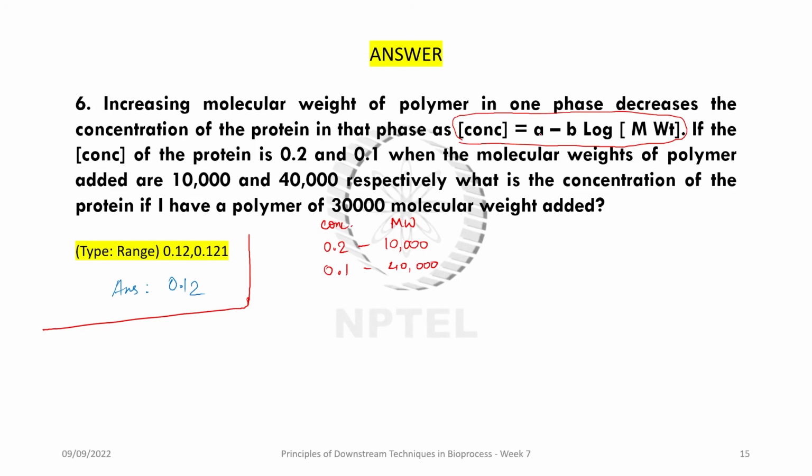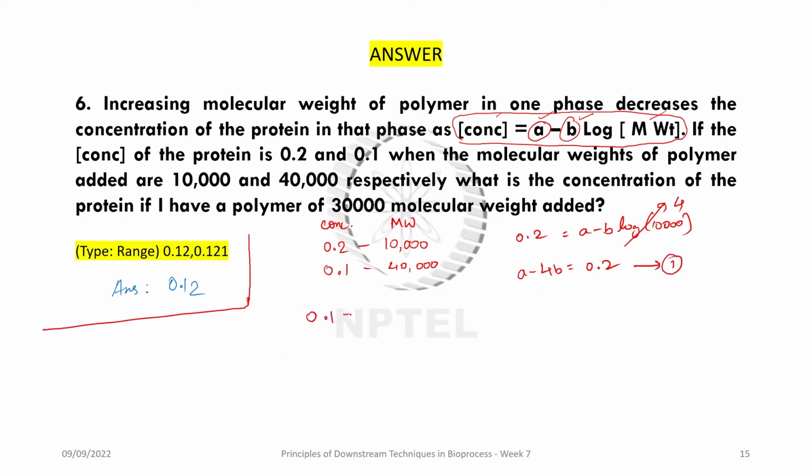When you have two variables A and B, you need at least two equations to find their values. So they have given you two sets of concentrations and two sets of molecular weights. We are substituting: concentration 0.2 is equal to A minus B into log of 10,000. This I know as 4. So I get my equation as A minus 4B is equal to 0.2. Clear here? This is my equation 1.